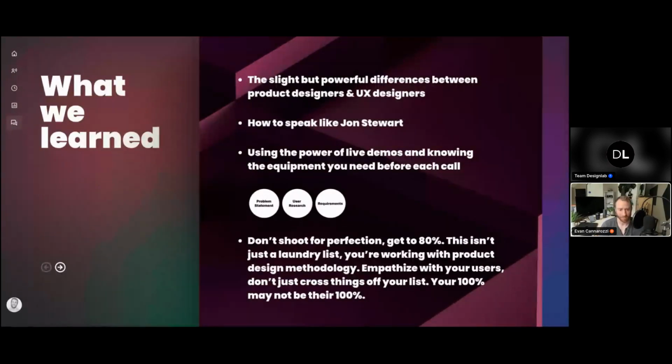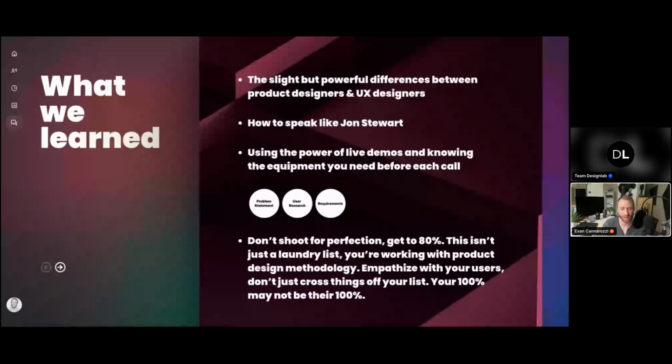We just built a dashboard in 10 minutes because we did the prep work, right? So we knew the research, we knew the problem statement, we knew the requirements, and collectively as a team, we all built a dashboard with the components that met the requirements and solved the problems for the users. And don't shoot for perfection. Get to 80%. This isn't a laundry list, right? I mean, it's a laundry list, but it's not just a laundry list, right?